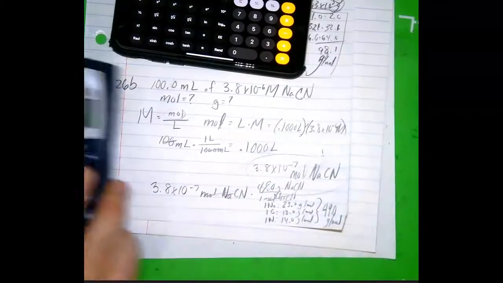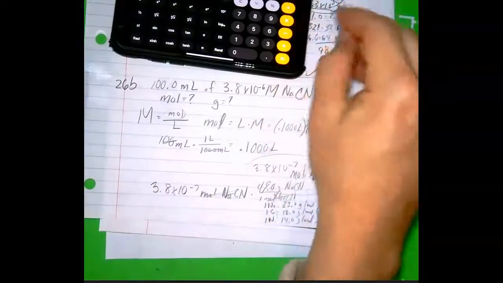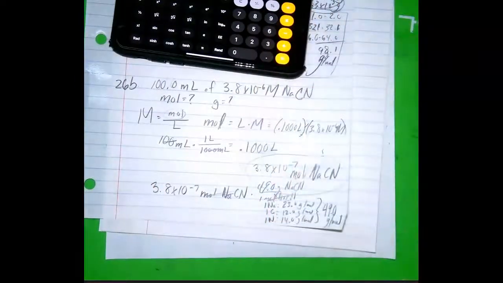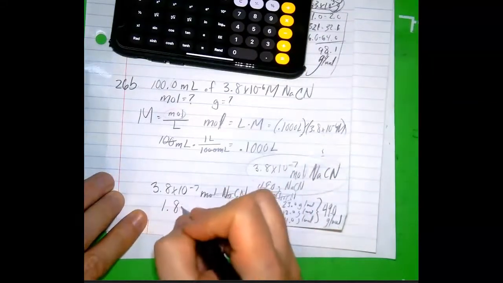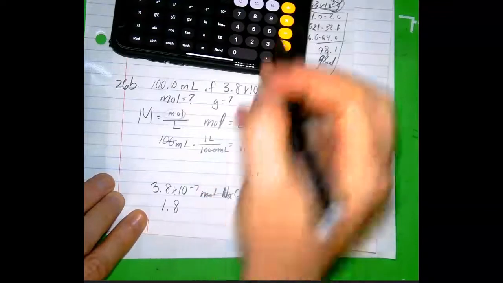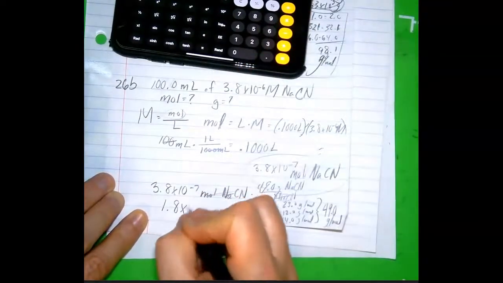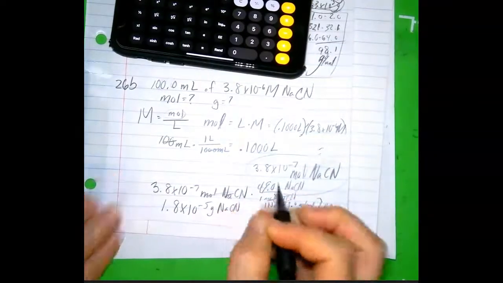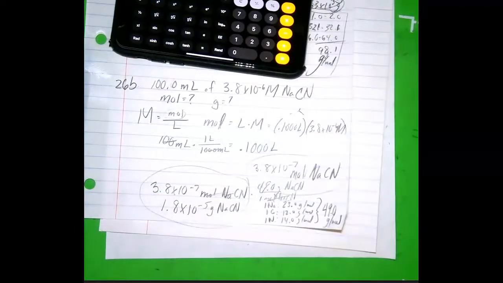Let's put that in our calculator. 49. Oh, here we have 3.8 here, so let's multiply that by 49. And we get our answer, which is 1.8 times 10 to the negative 1, 2, 3, 4, 5. 10 to the negative 5 grams of NaCN. All right, so here's our two answers. Let's see if we got them right.